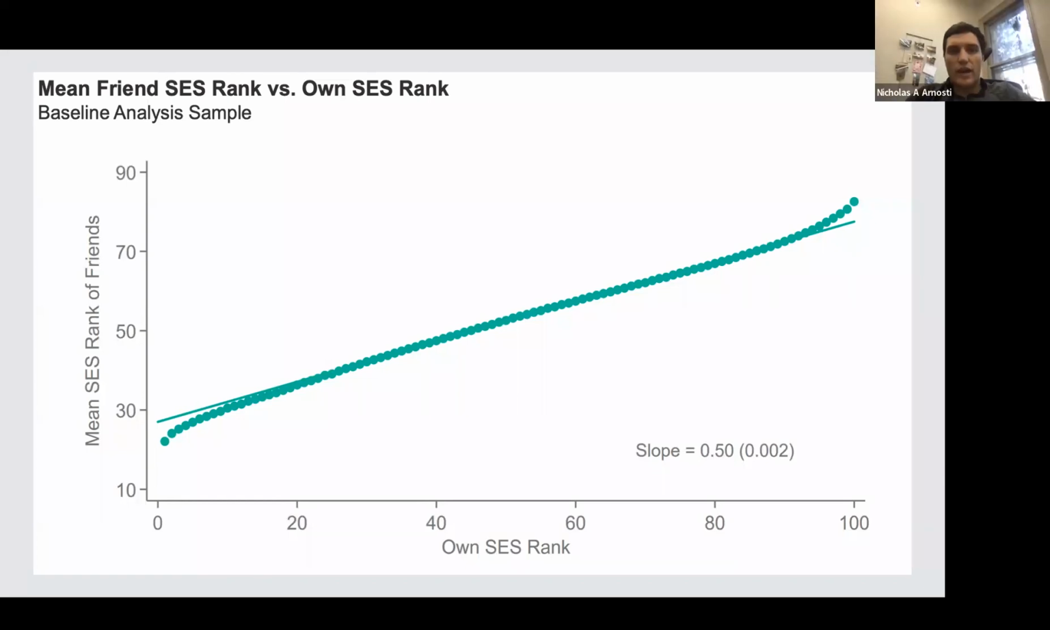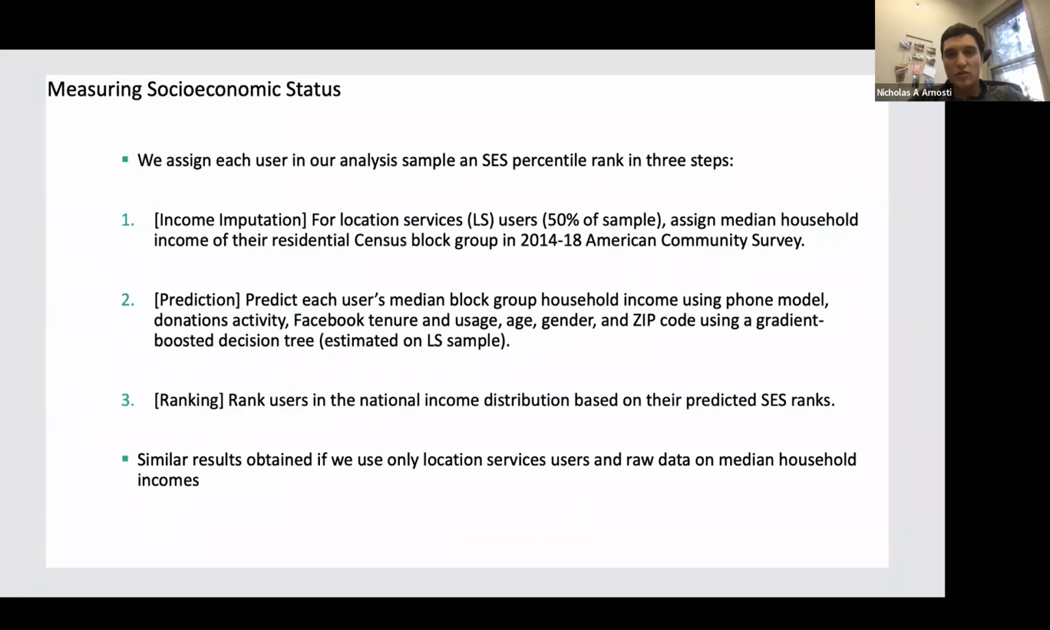Go ahead. Yeah, question. So it's on the previous slide, I guess. My understanding is you're saying that you don't have any information about the individual socioeconomic status, and so you're inferring it from where they live, as well as a limited set of activities on Facebook, and some basic demographics like age and gender.